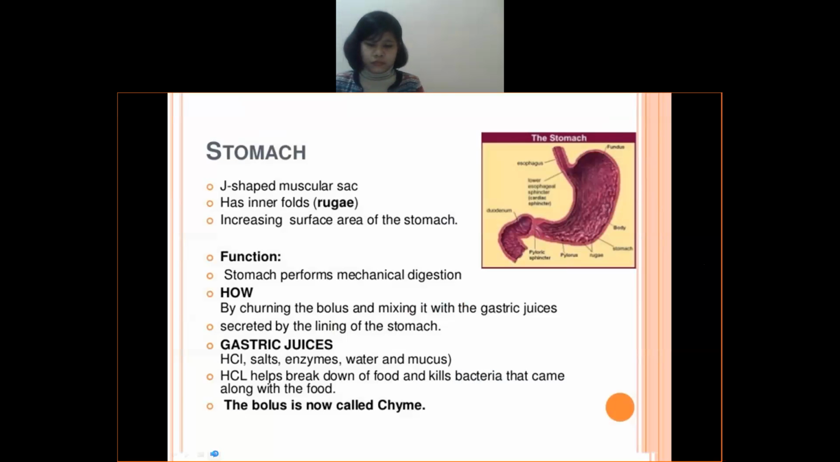Stomach is, ma'am, a muscular organ located on the left side of our upper abdomen, and the stomach receives the food from our esophagus. As food reaches the end of the esophagus, it enters the stomach through the muscular valve called the lower esophageal sphincter.